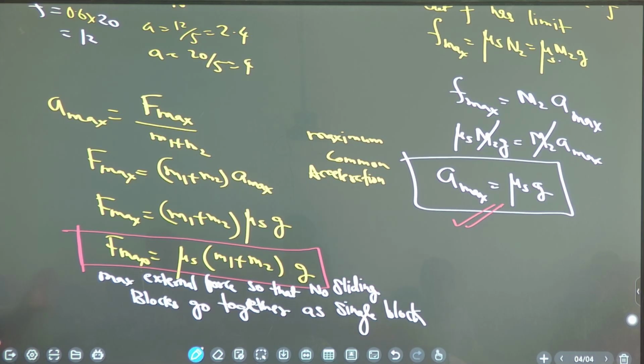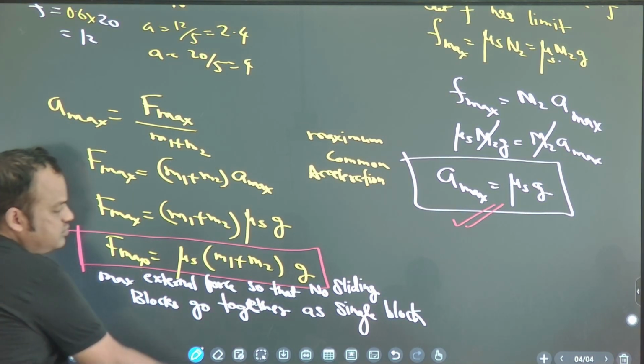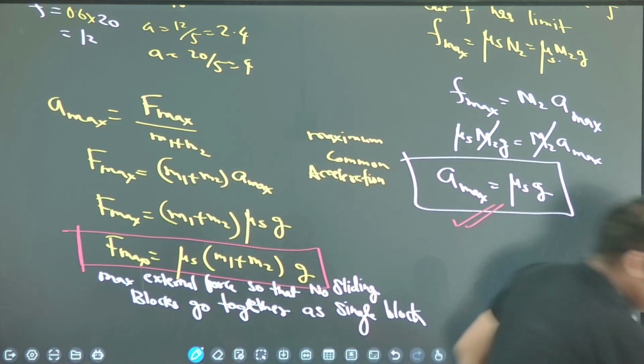So how to check? How to check whether blocks go together or they will slip? Slip means like this. They go together or they slip.